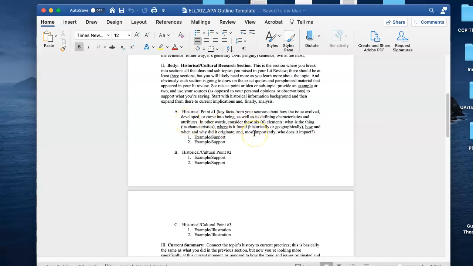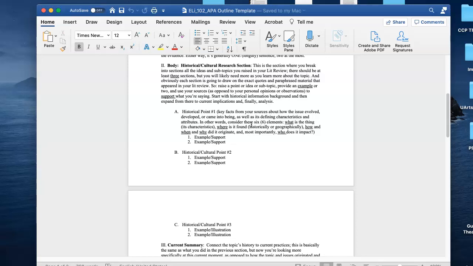You should know that I love that stuff. Key facts from your sources about how the issue evolved, developed, or came into being, as well as its defining characteristics and attributes. I really want you to show me that you have a sense of your topic's origin story, how it came to be, how it developed, how it evolved. That word evolved gets used a lot in my little template here because I really am interested in how something came into being. So you want to spend some real time thinking about that.